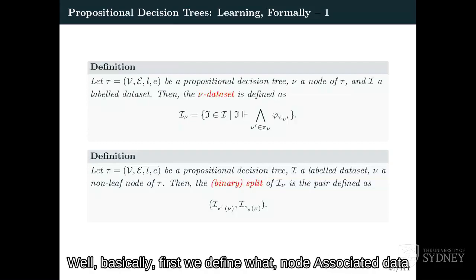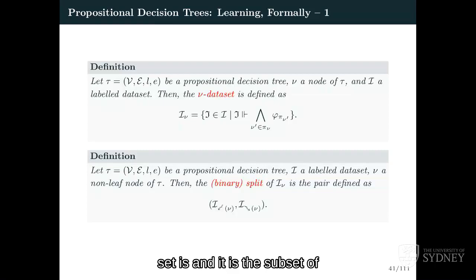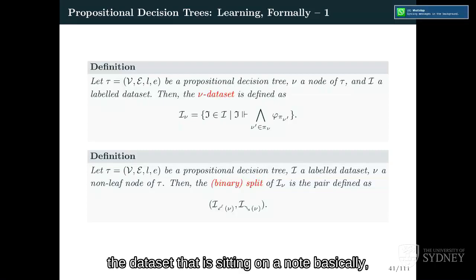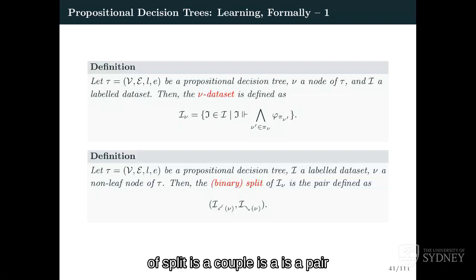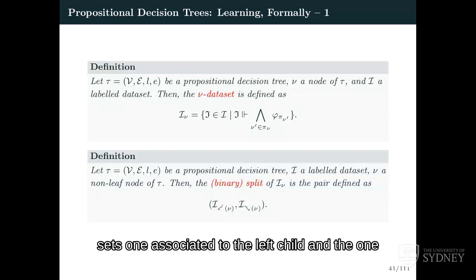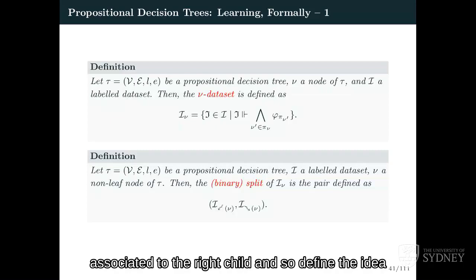So how do we formalize the algorithm? Well, first we define what a node associated data set is: it is the subset of the data set that is sitting on a node, that satisfies all the conditions that brought you to that node. And we define a split as a pair of data sets, one associated to the left child and one associated to the right child.